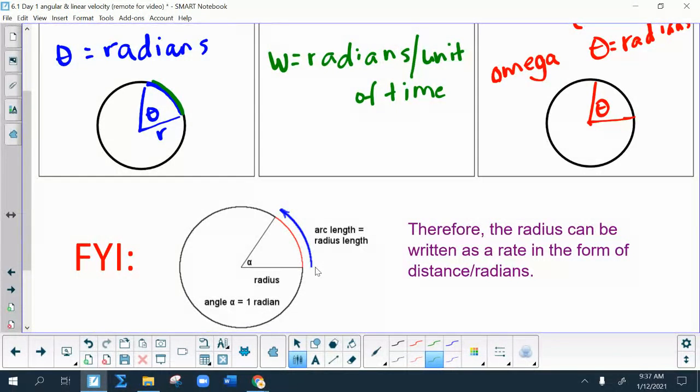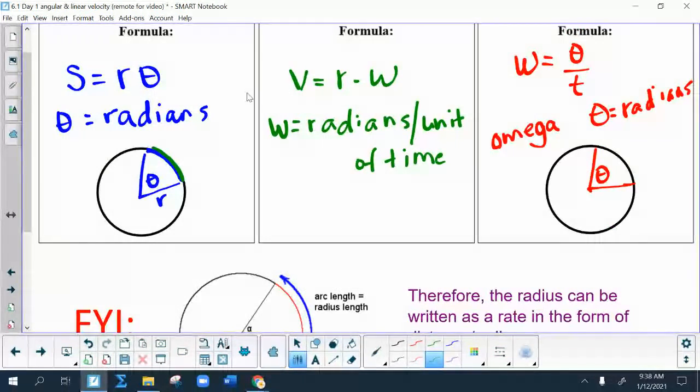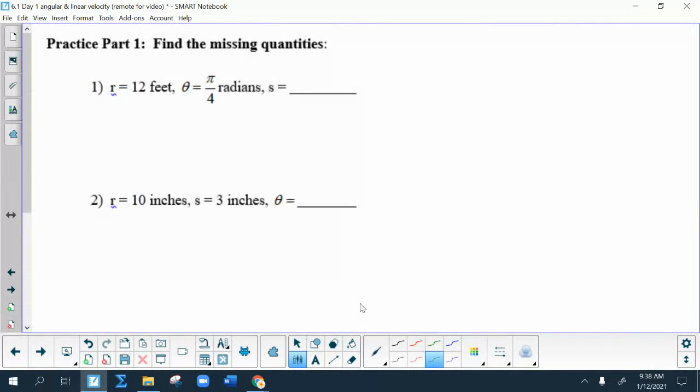So we're going to use that idea as we move forward with some of these problems. I think that'll make it helpful for you when you're doing these measurements. For instance, up here, when we have these R's in the problem, say it's centimeters, we would think of it as centimeters per radian, or if it's feet, feet per radian. Okay, here's our first problem.